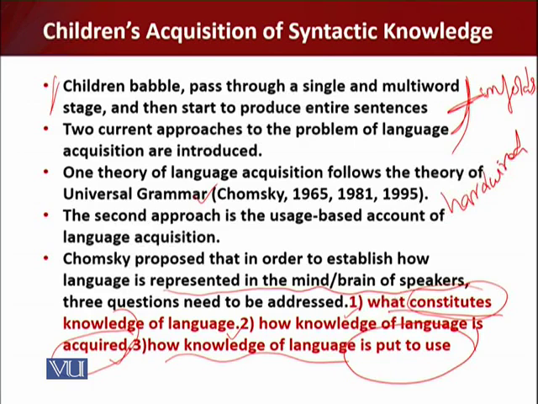In Knowledge of Language, written by Chomsky, he proposed the three questions that need to be addressed to establish how language is represented. The third is very important in terms of use, as will become clear, because generative and usage-based linguistic theories have different ideas about what constitutes the representation of language, and syntax in particular, in the mind.